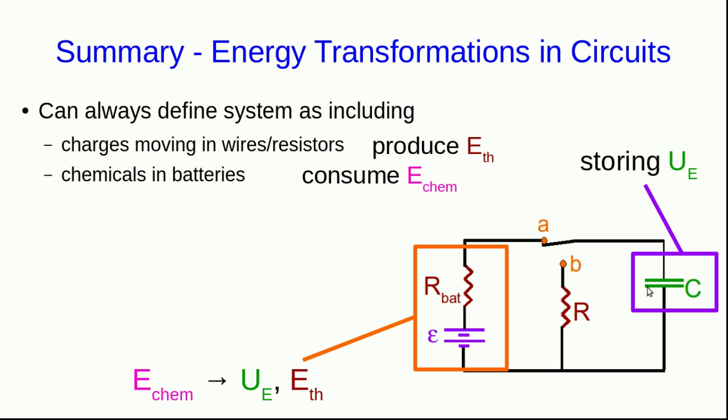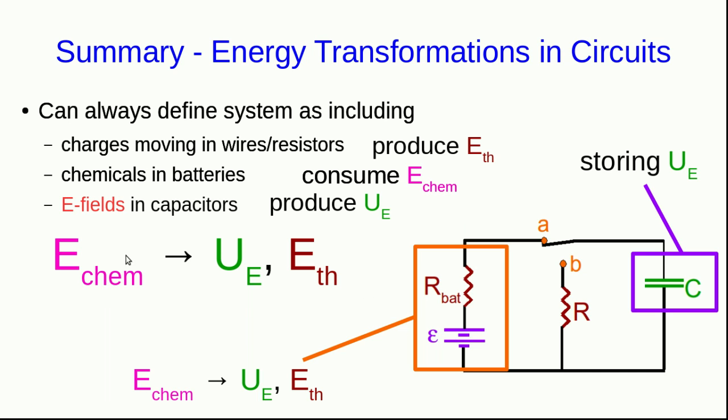And so as that electric field gets stronger, we're storing more electric potential energy. And so overall, in this circuit, what is going on is that chemical energy is being converted into electric potential energy in the capacitor and thermal energy in the battery. And we can always, in defining a system, include the E fields inside the capacitors. And when those E fields get stronger, the circuit is producing electric potential energy that is stored.